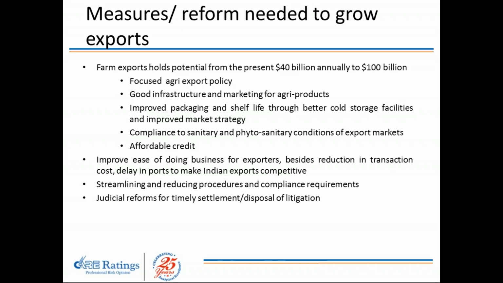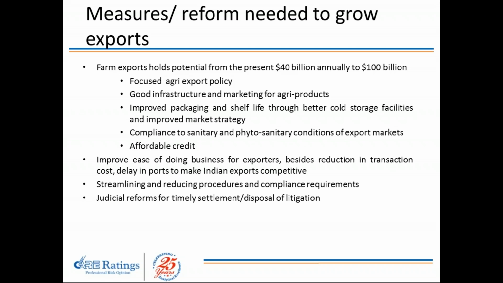Farm exports hold potential. As per some estimates, it could rise from the present $40 billion annually to $100 billion. To achieve that, a focused agri-export policy is needed. Export-oriented farming should be promoted. Currently, any domestic shortage or excess affects agri-exports. There is need to create good infrastructure and marketing for agri-products.